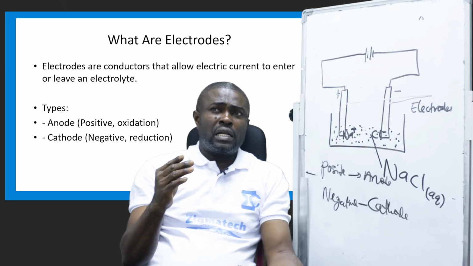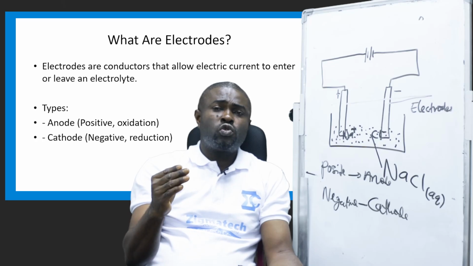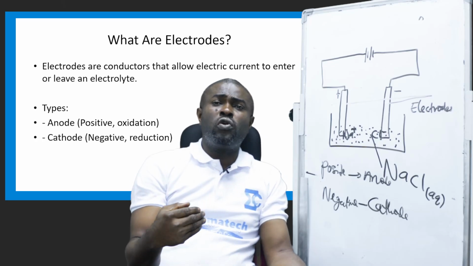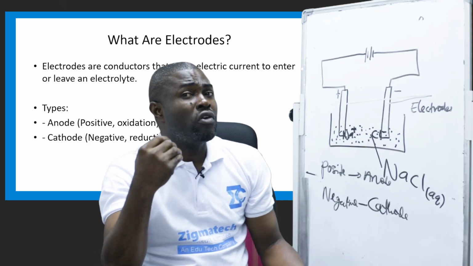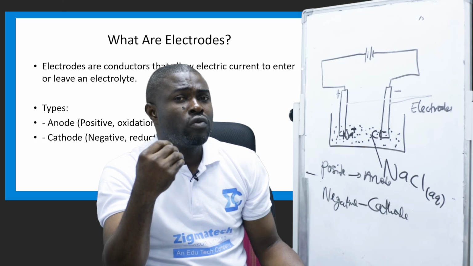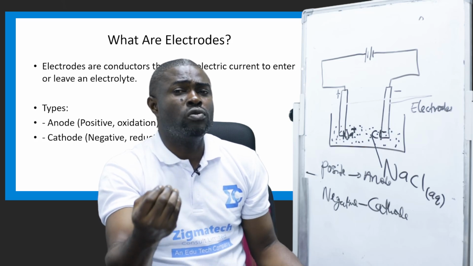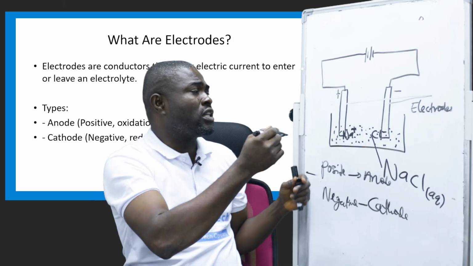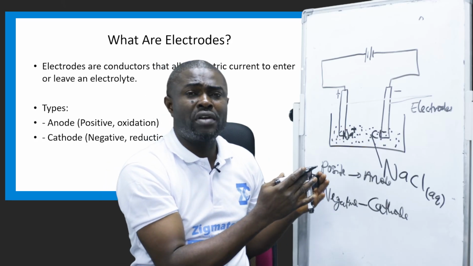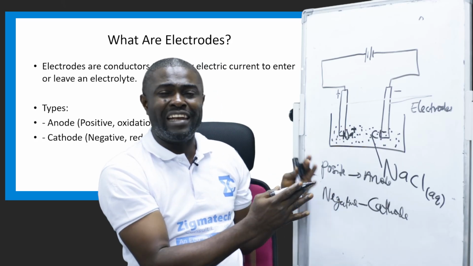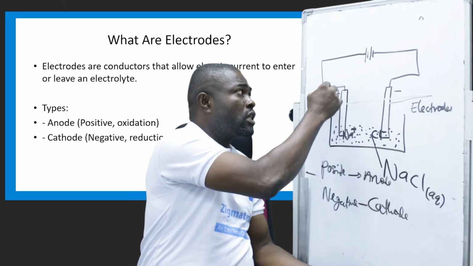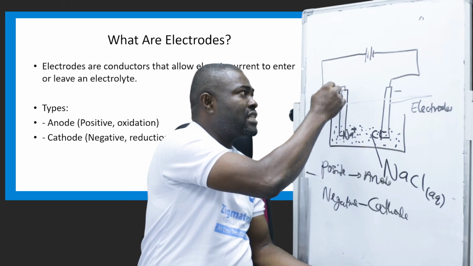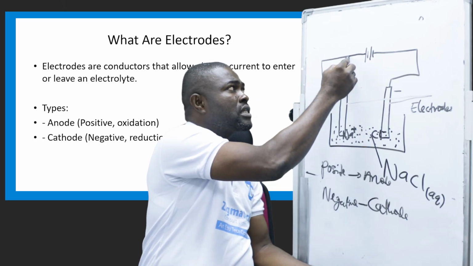Because exams like WAEC and IGCSE will ask you to draw the arrow showing the direction of electron. The direction of electron should flow from the anode, from the positive. So if I should draw the arrow showing the movement of electron, it's going to be from this anode. The direction will be like this. That is the arrow. It moves like this.